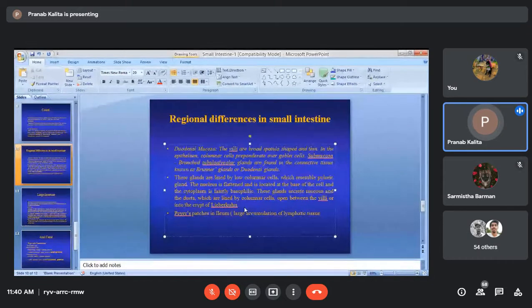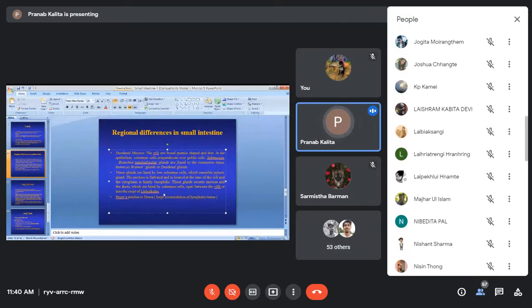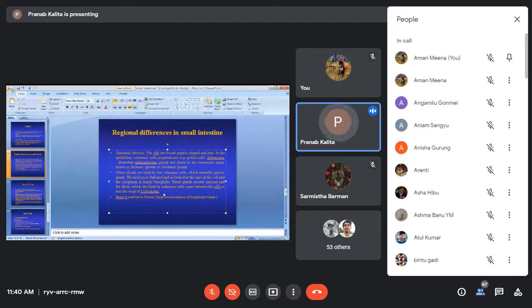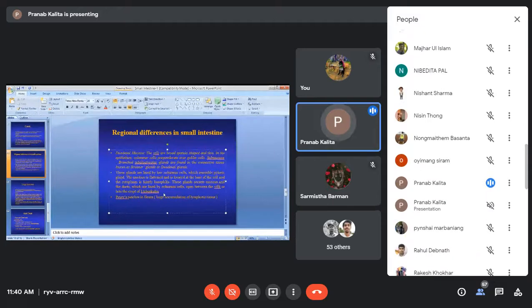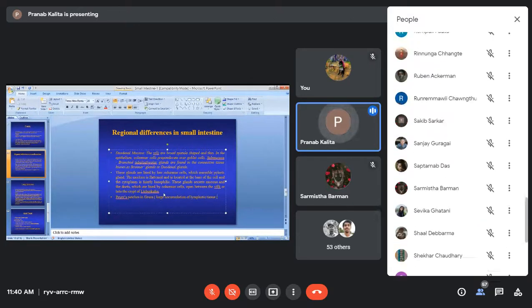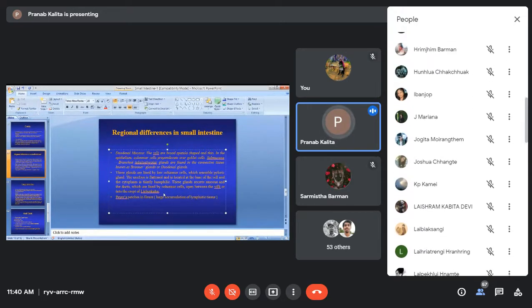Large accumulation of lymphatic tissues. So you will find Peyer's patches in the ileum. This is the characteristic feature of the ileum. It is not that you will find Peyer's patches only in ileum; this accumulation of lymphatic tissue you may find in jejunum, as well as some spots in duodenum too. But mostly it is the characteristic of ileum. Presence of Peyer's patches is a characteristic of the ileum. Okay.